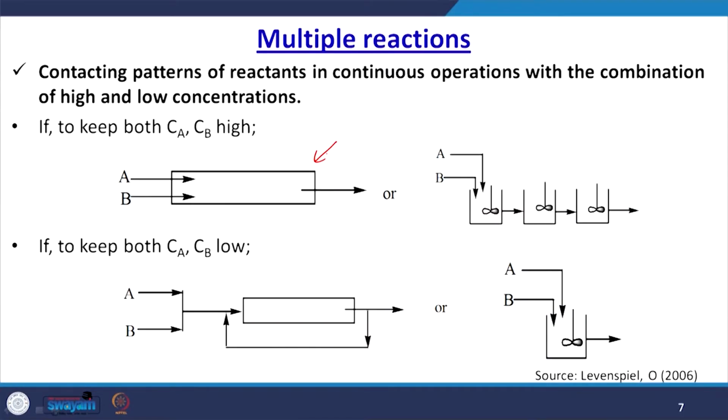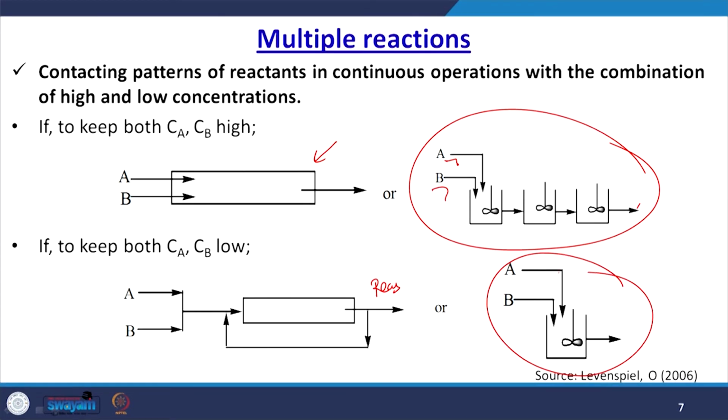Now, to keep both Ca and Cb high, you may have either this type of tubular reactor, or you may have this reactor battery where you are putting both A and B in the reactor, and then you can treat all around. Now, to keep both Ca and Cb low, you may need this type of recycle approach, or you may have this particular approach which we discussed in the previous slide.